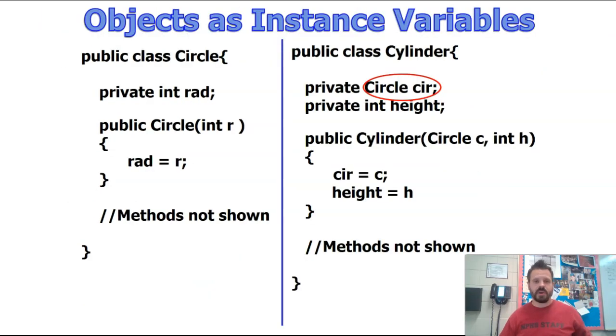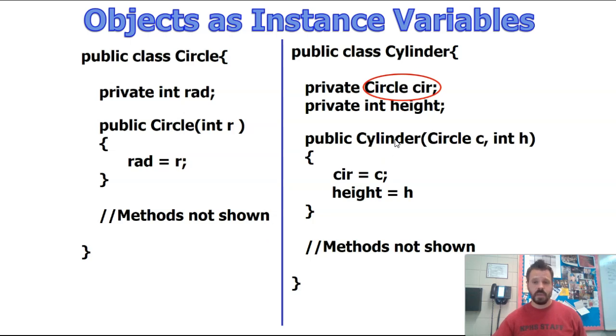Last thing I want to talk about is the idea that we can have objects as instance variables for other objects. Let's show you an example for that. Now I've got two classes here. One is a circle class. It holds a radius because a radius defines a circle. It has a constructor for creating a circle with that radius, and then the methods aren't shown.